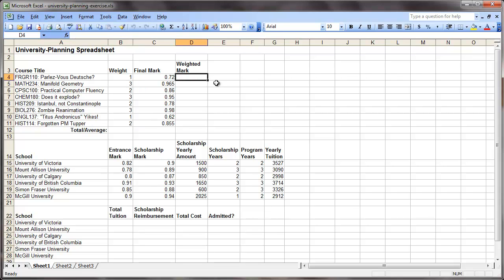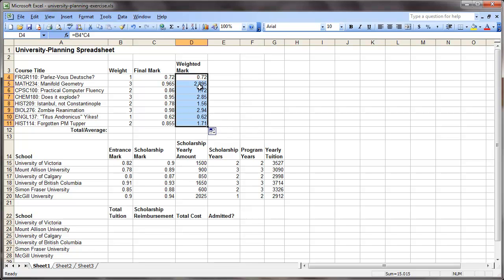So our weighted mark, it tells us, is going to be the product of the course weight and the final mark. The product means multiply, so I'm going to use a formula. We don't need a function here. Equals the course weight times the final mark. There's nothing particularly magical about this, so I'll just use autofill to bring it down to my bottom course.